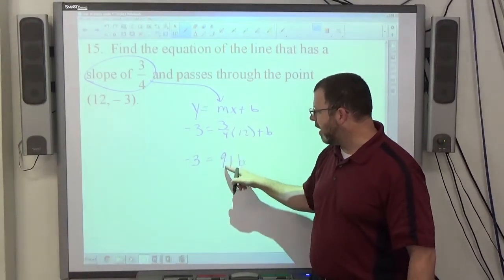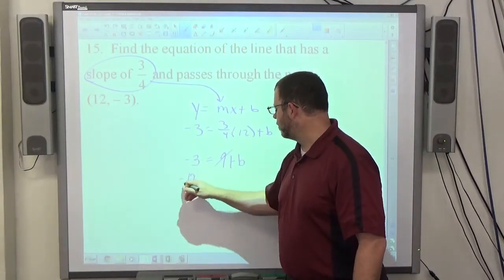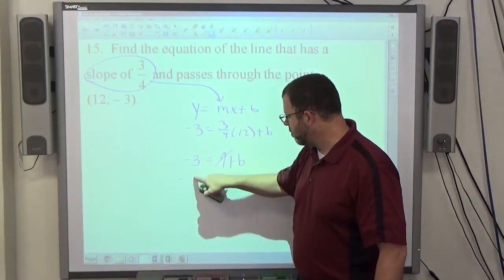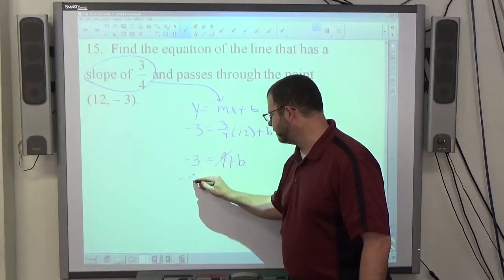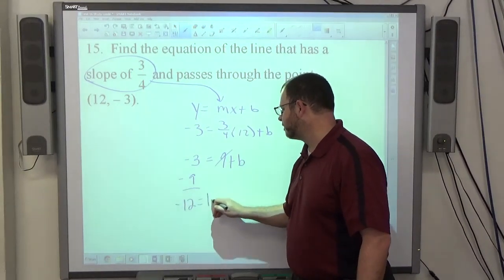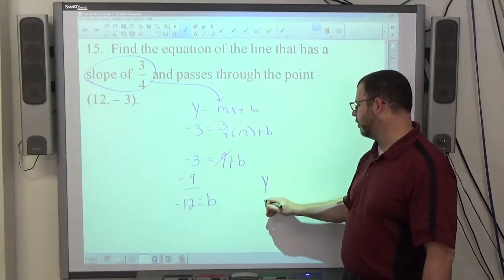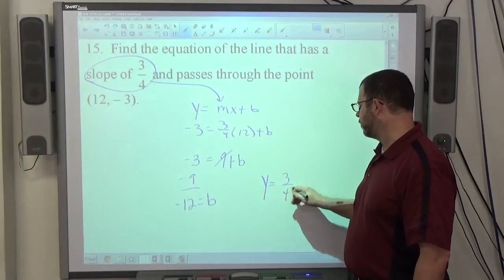If this came out as a fraction, create a common denominator over here. Move the 9 over as a negative 9. And negative 3 and negative 9 make negative 12. So my slope is 3/4, my y-intercept is negative 12, so my equation is y is equal to 3/4 x minus 12.